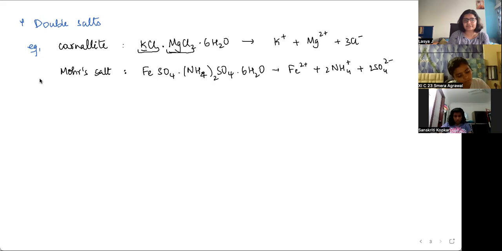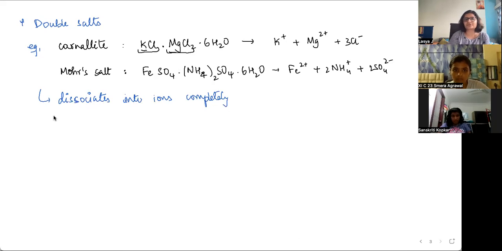One basic difference between double salts and coordinate complexes or coordinate compounds is that double salts are capable of dissociating into ions completely. This does not happen with coordinate compounds. Complex compounds do not dissociate completely.